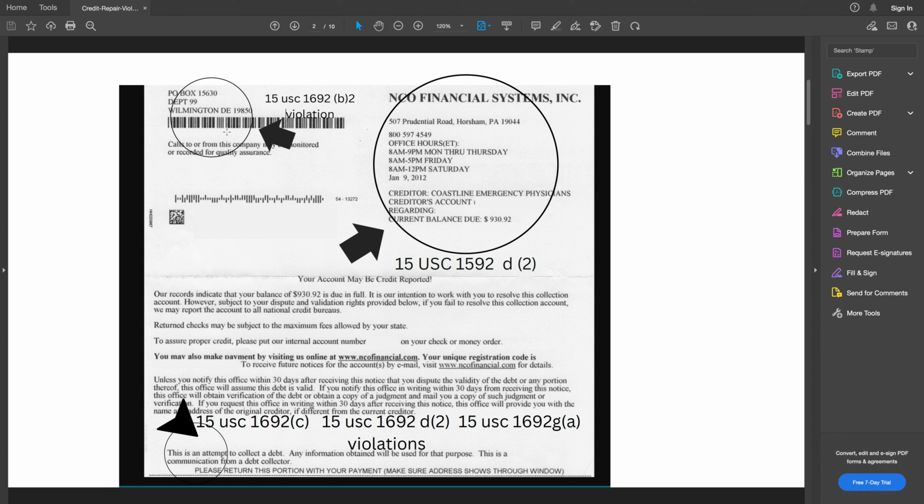So that's the violation. Were they in the right state? Did you incur this debt in that state? If you didn't get the debt in that state, then that's a violation. So they can't be from another state. So there are different ones here. One of them is about the initial communication. Let me go through it real quick so you get a better understanding.